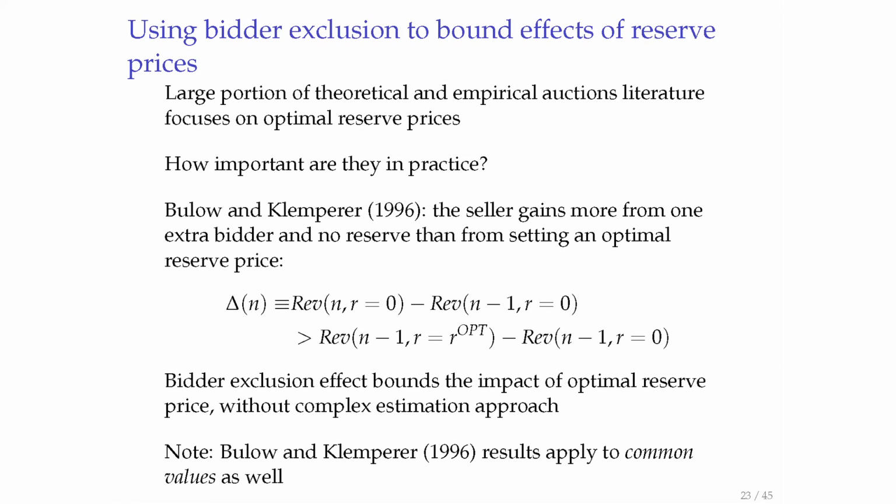You can also use this bidder exclusion effect to relate to the Bulow-Klemperer idea. There's a large portion of the theoretical and empirical literature where we care about reserve prices, how much they matter, what the optimal reserve prices are, and computing them. And the question remains, how important are they actually in practice? Bulow and Klemperer have this result that says the seller gains more from having a random bidder show up than from using the optimal reserve price.